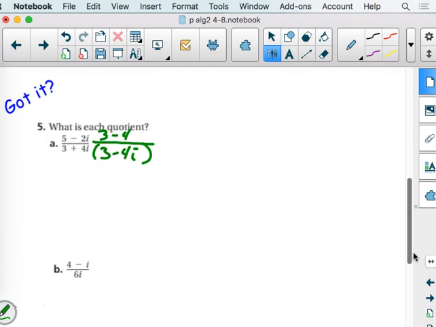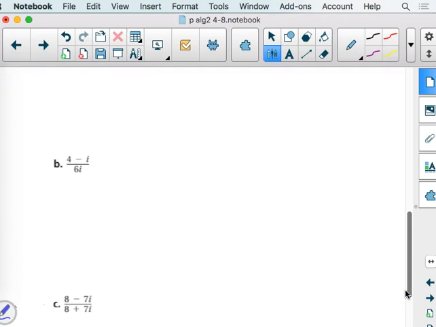Now don't start doing that yet, because I want to go down to B and talk with you about what we should multiply that one by on the top and the bottom. What do you think? Negative 6i. Good. Now, C has bigger numbers.